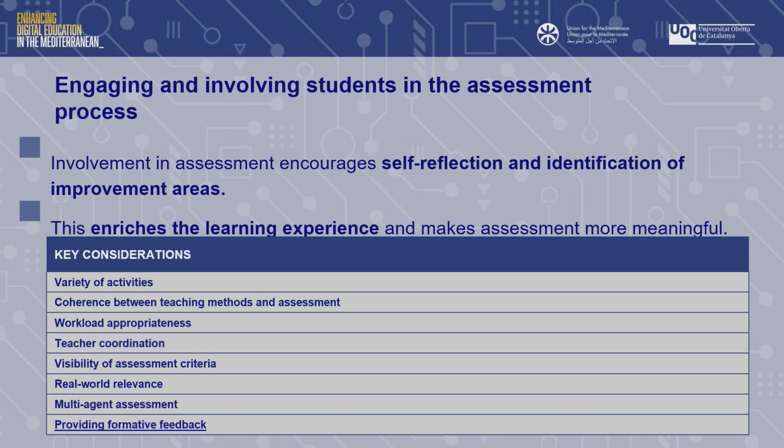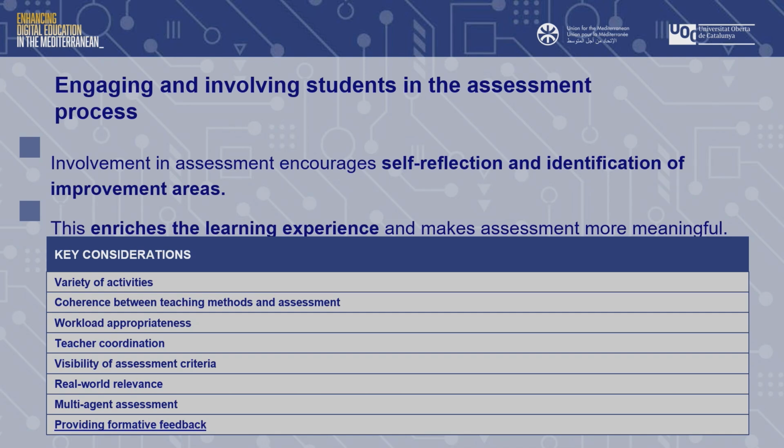First, it's important to have a variety of activities. So, for example, quizzes, projects, presentations, peer reviews, or even reflective journals. This variety allows the students to show their learning in different ways, and it keeps the process interesting and more aligned with real-world skills. Then you should take into account the coherence between teaching methods and assessment. So if we suddenly switch to high-tech exams as the only form of assessment, we risk undermining all the learning we have worked so hard to create, for example.